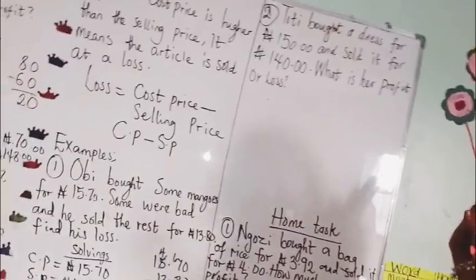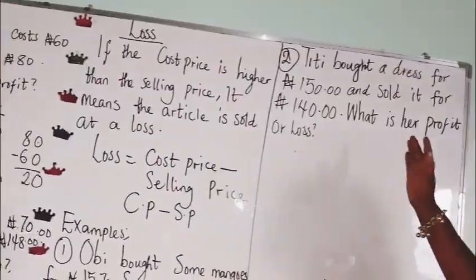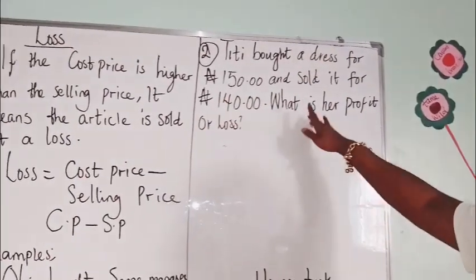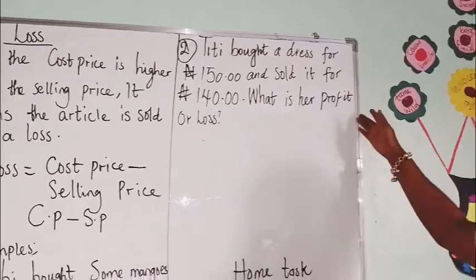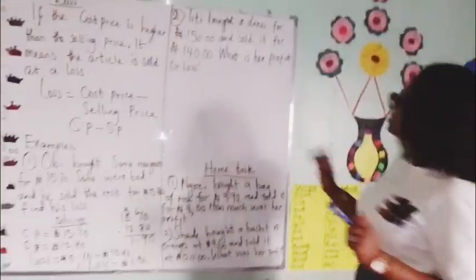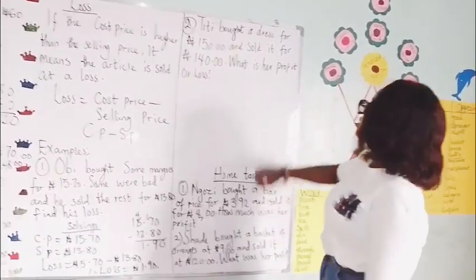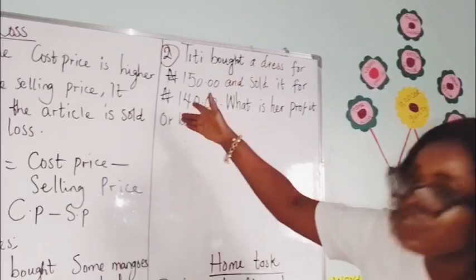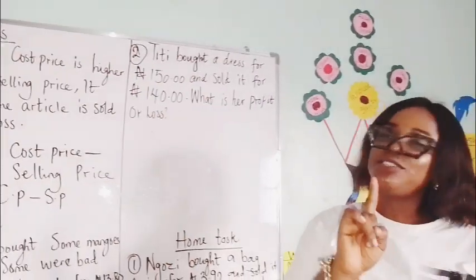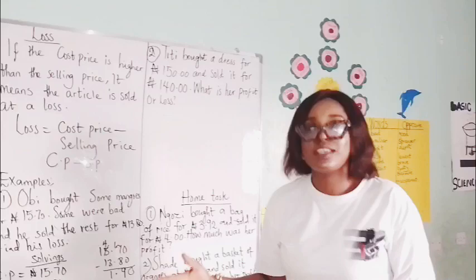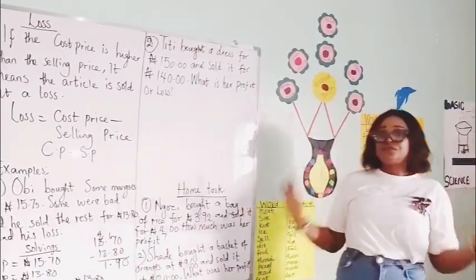Another example here. Titi bought a dress for 150 naira and sold it for 140 naira. What is her profit or loss? In this case, did she make a profit? No. Why? Because the cost price is higher than the selling price. So let us not get it twisted. You may be asked, what is the profit or loss? So it's left for you to choose. Are you looking for profit or are you looking for loss? So don't get confused.